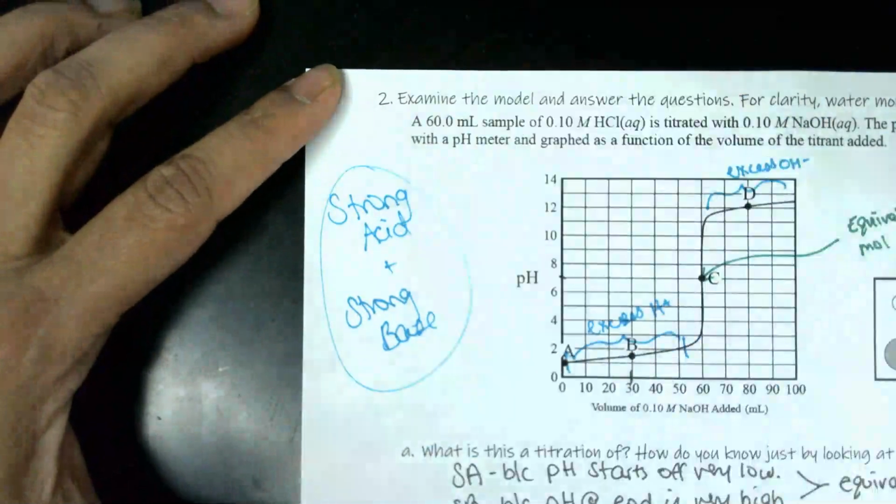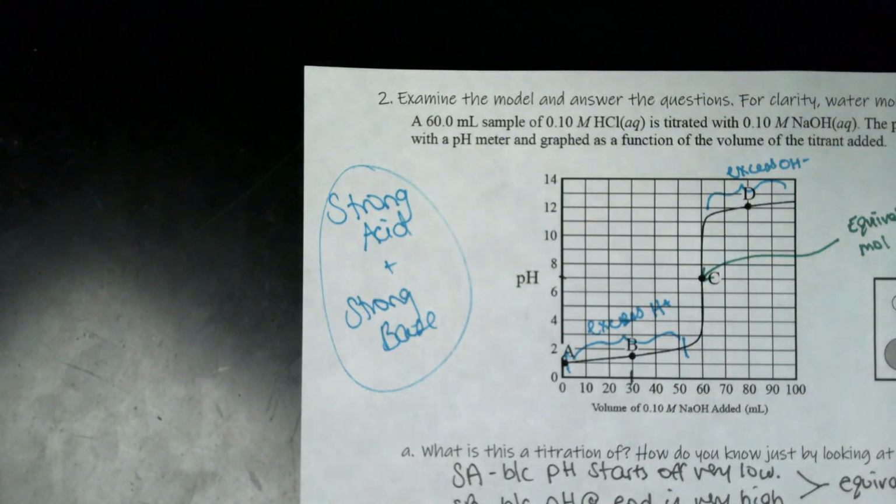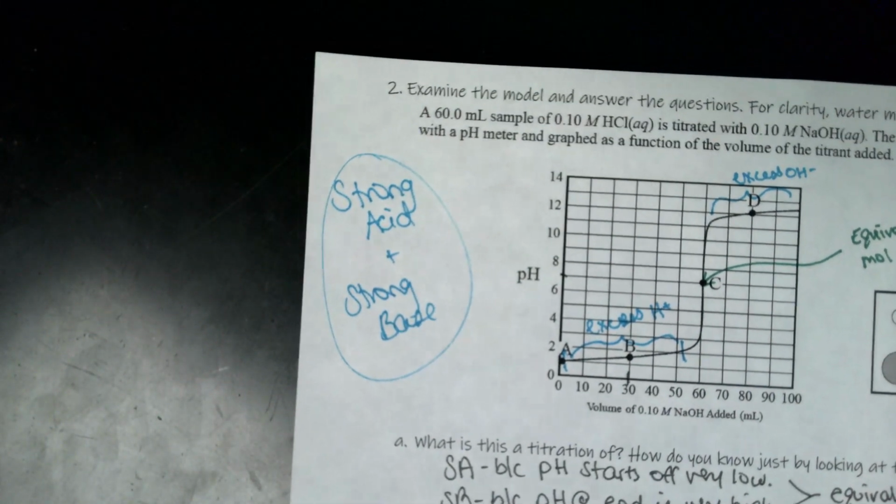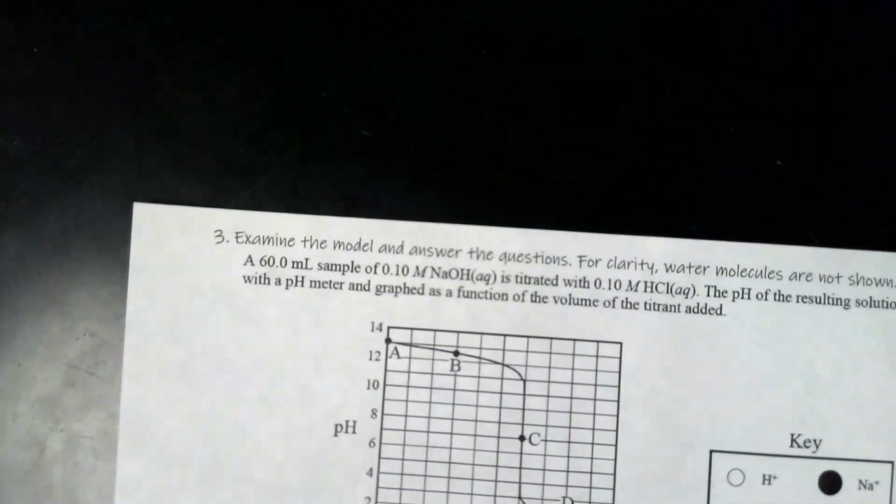Oh, and actually, let's label this. Strong acid, and make this nice and bold. So strong acid and strong base. So there. That way, when we refer back to this later on in our notes, you've got it. The next one.